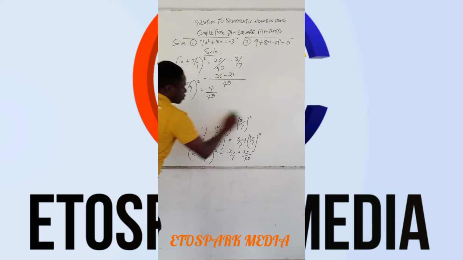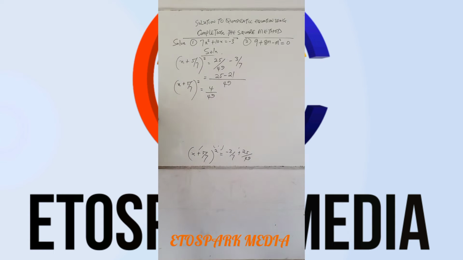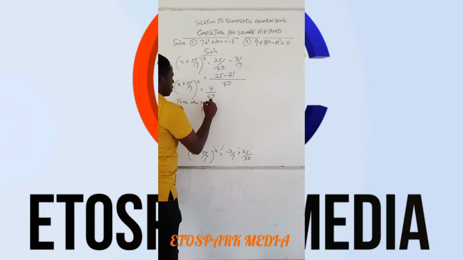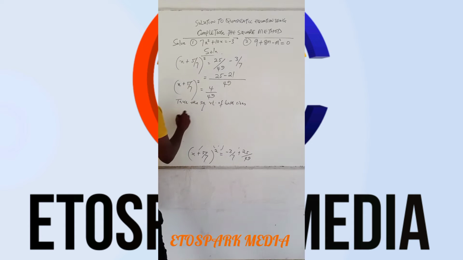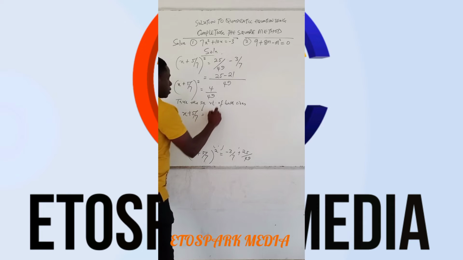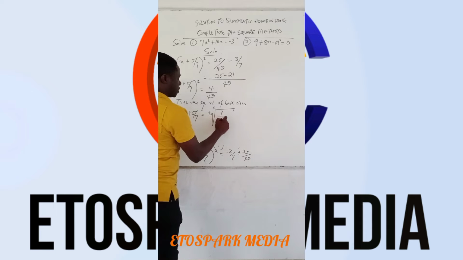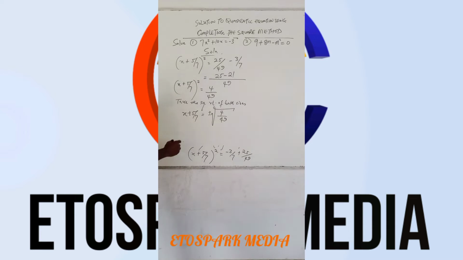Now, we have to take the square root of both sides in our quest to find x. So we take the square root of both sides, which gives the square root of 4 over 49. If we do that, we have x plus 5 over 7 equals plus or minus the square root of 4, which is 2, over the square root of 49, which is 7.